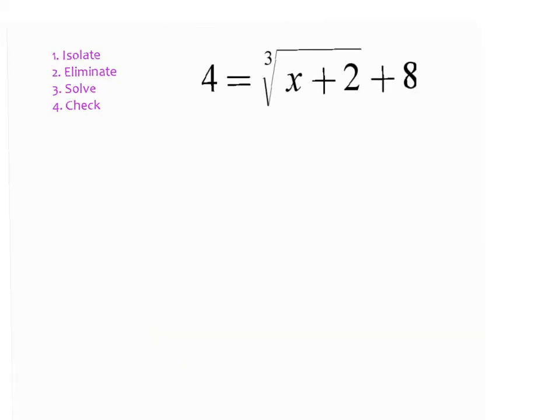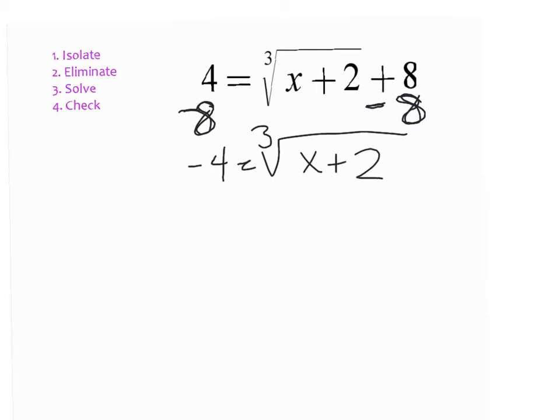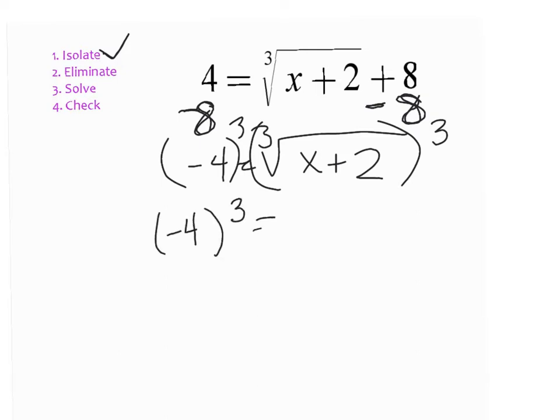Okay. So on this one, our isolate step is going to be apparent because there's this 8 kind of hanging out over here, and we have to get rid of it. So I'm going to subtract 8 because I want to get that cube root by itself. So minus 4 equals the cube root of x plus 2 now. Okay, so isolate is the first step. Get it by itself. And then I'm going to cube both sides because cube undoes cube root.